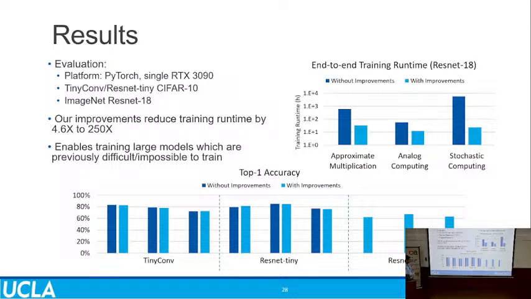This is just showing you the accuracy without improvements and with improvements. They are very, very similar. And before applying all these tricks, we could never even train a ResNet 18 on an ImageNet dataset. It was just too large on a single RTX 3090. And this allows us to train these larger models at this point.